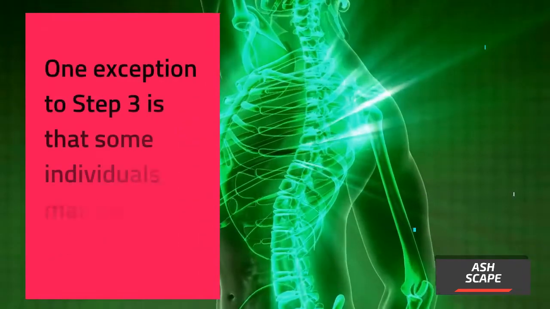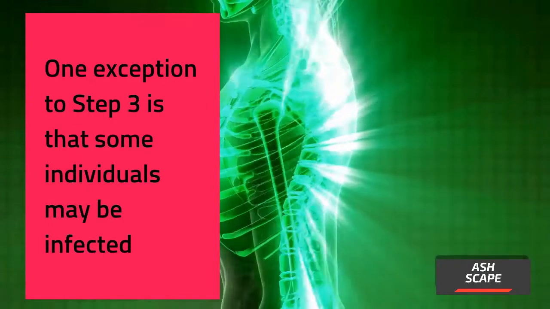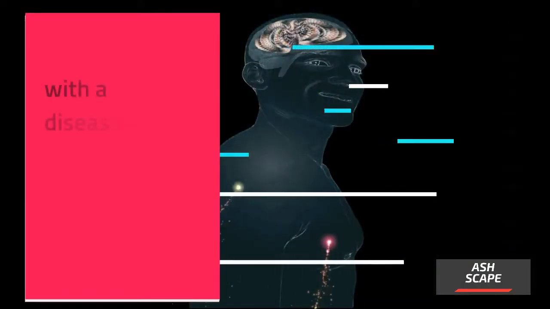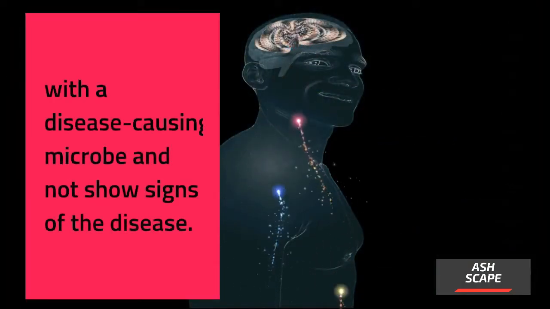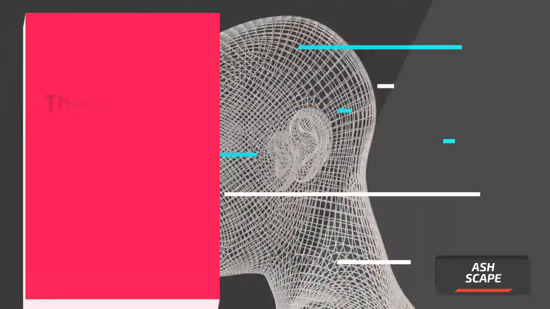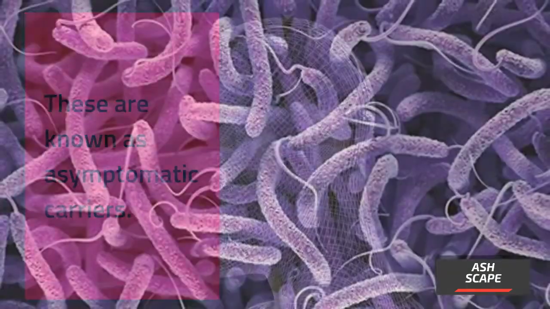One exception to step 3 is that some individuals may be infected with a disease-causing microbe and not show signs of the disease. These are known as asymptomatic carriers.